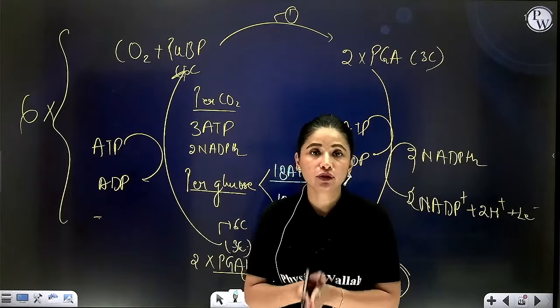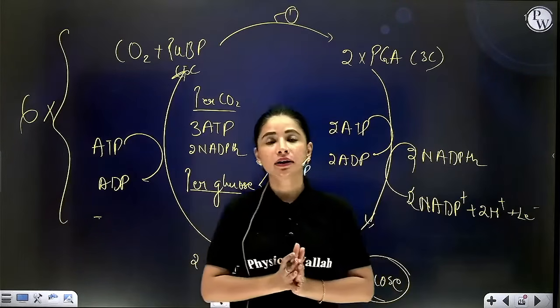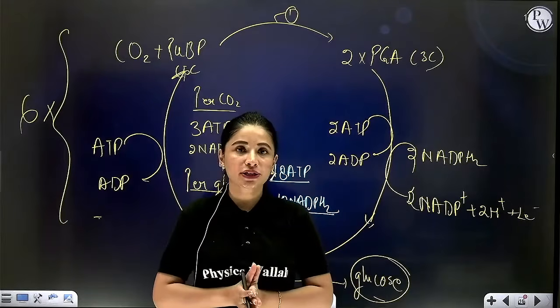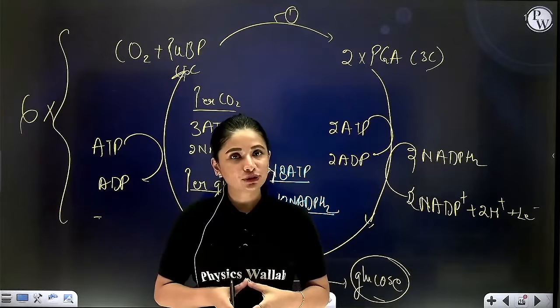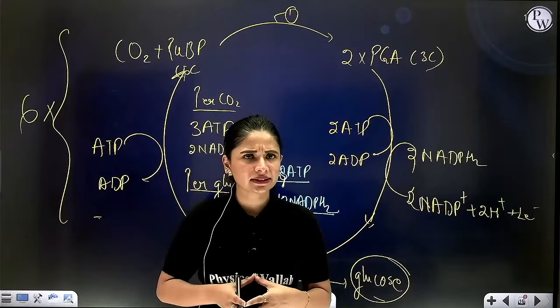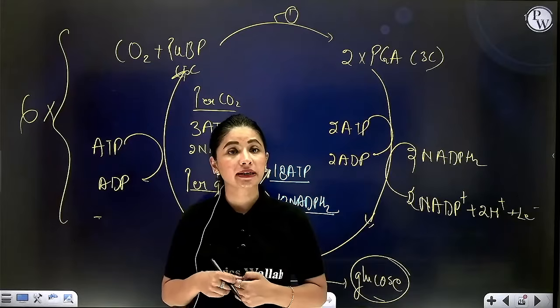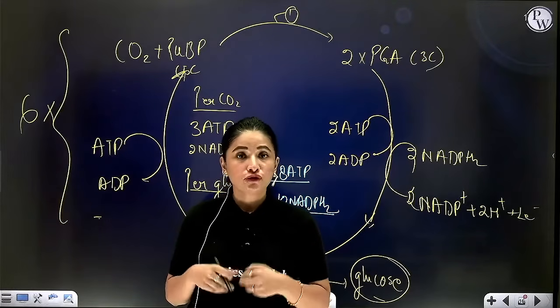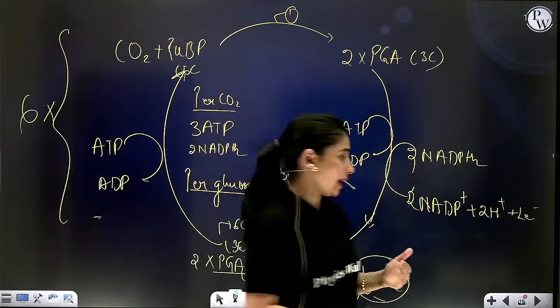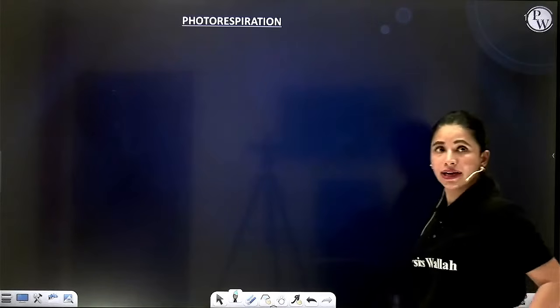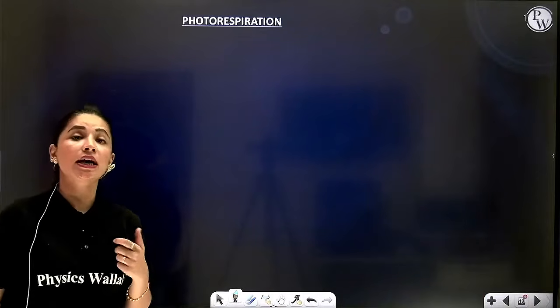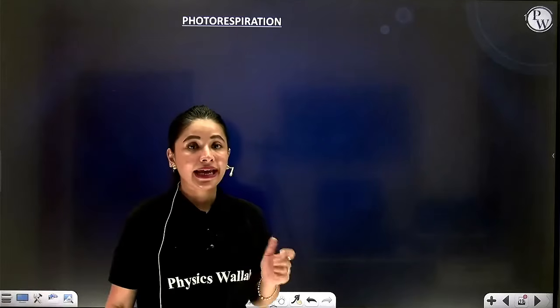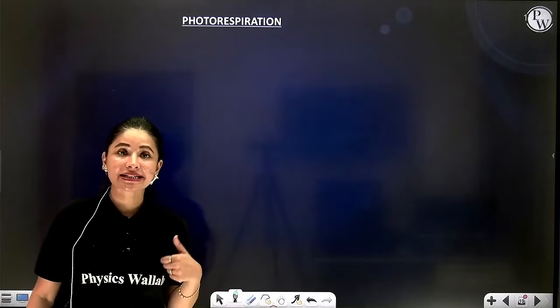Right? Have you understood this? This is how the dark reaction, how glucose production takes place in all photosynthetic plants. Now students, I already told you about one extra wasteful phenomenon by the name photorespiration. Photorespiration is basically a phenomenon which happens when the concentration of oxygen in the stroma of the chloroplast is high.